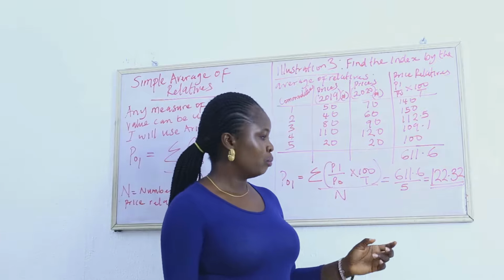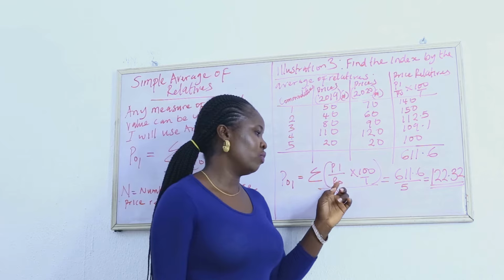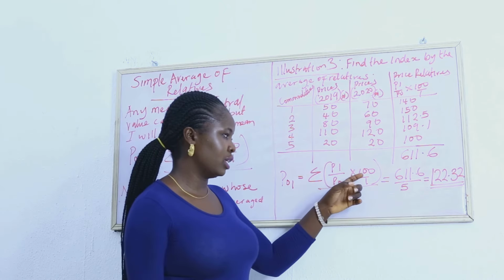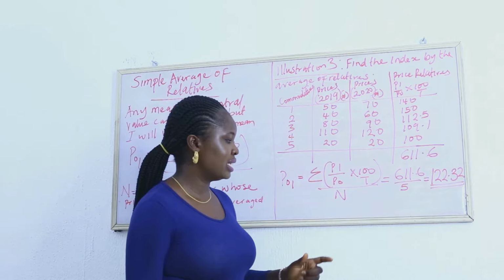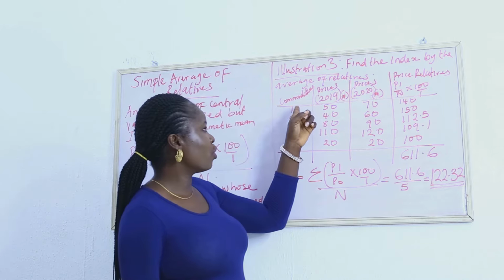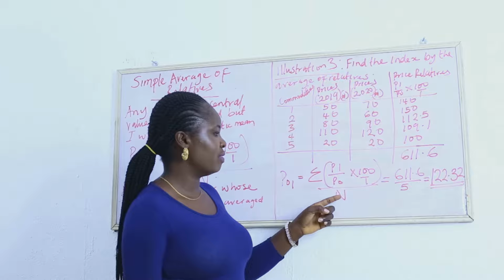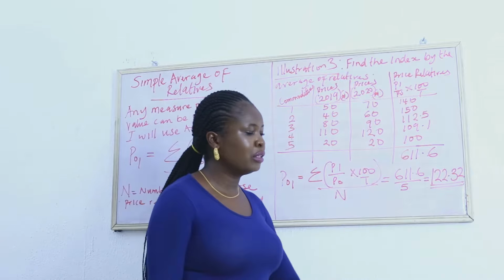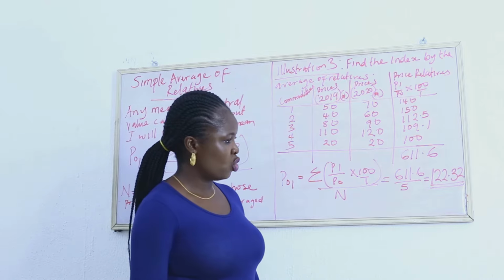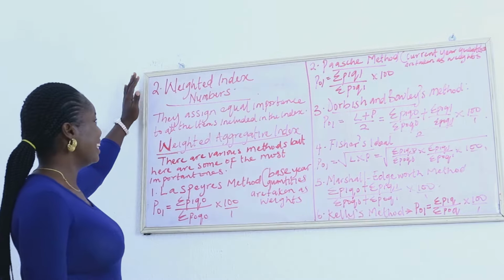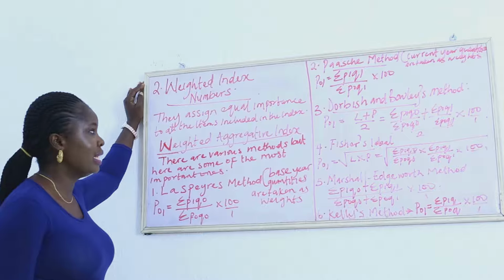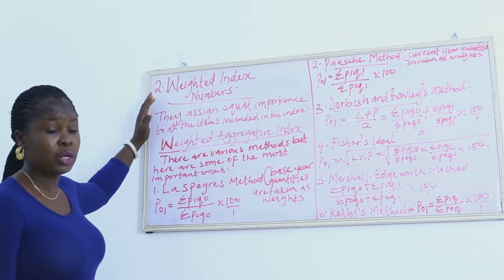we have 611.6. Then putting it into the formula, summation of P1 all over P0 times 100, that is the total of this, 611.6, divided by the number of commodities, 1, 2, 3, 4, 5, divided by 5. Our answer is 122.32.